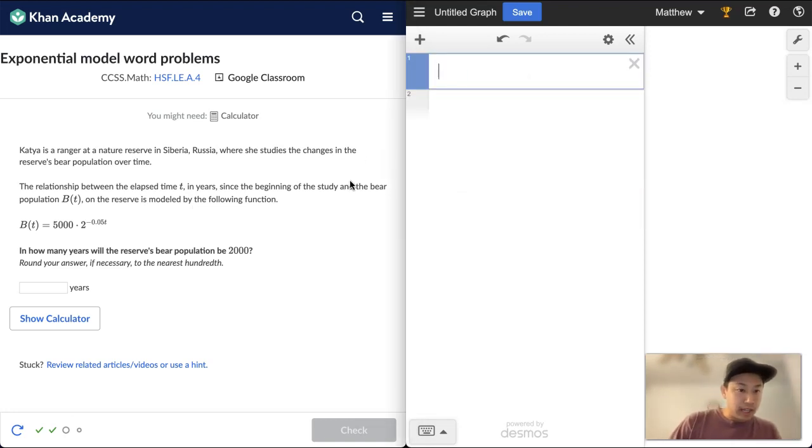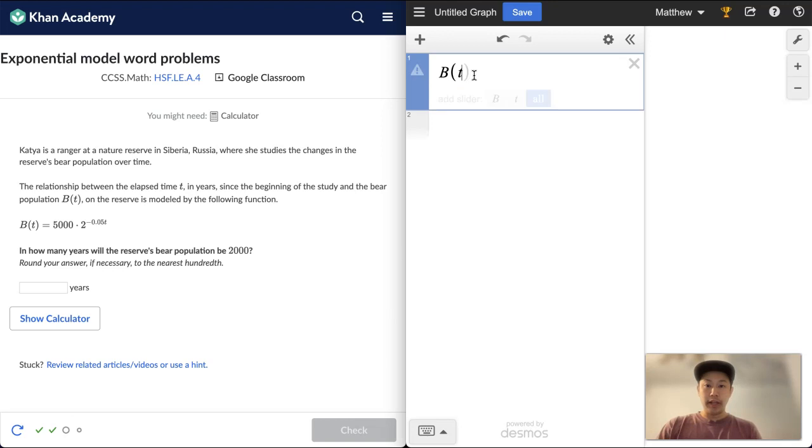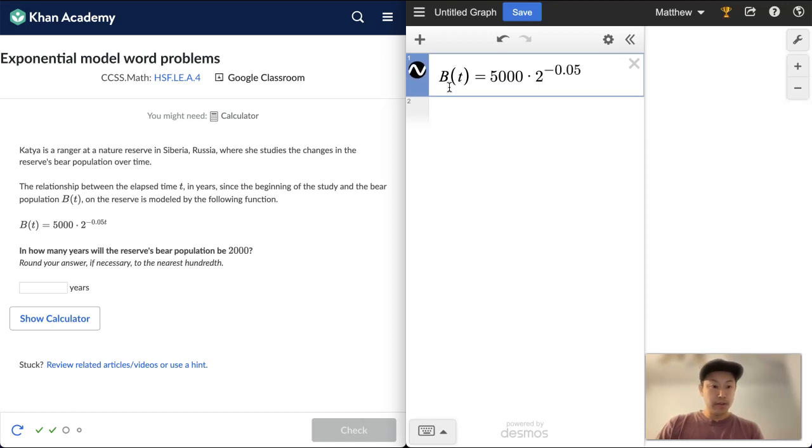All right, so Katya is a ranger at a nature reserve in Siberia, Russia. She studies the changes in the bear population over time. Okay, so T is in years. Bear population is the B of T. So it's another population question. Okay, let me copy this over. Bear population, B of T, is equal to 5,000 multiplied by 2 to the power of negative 0.05 T.